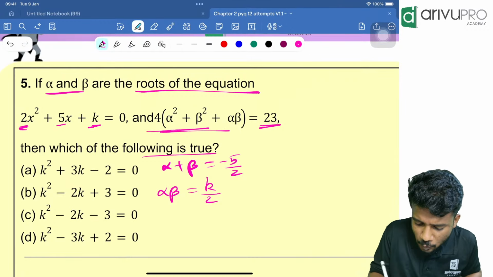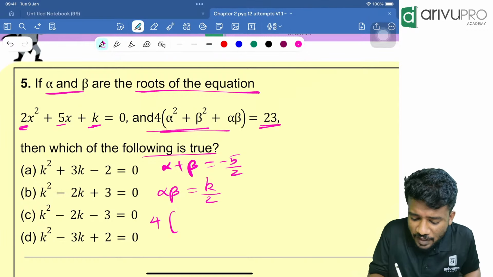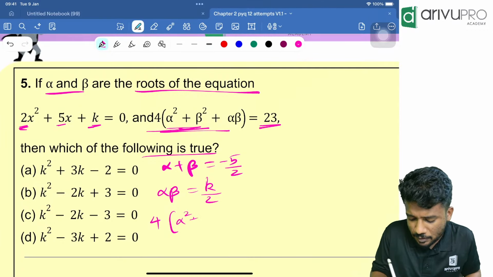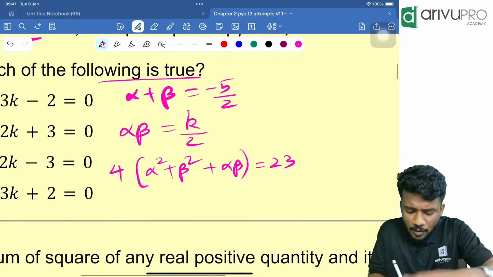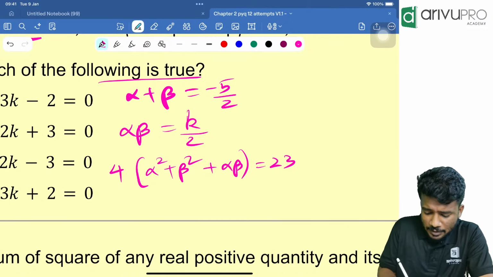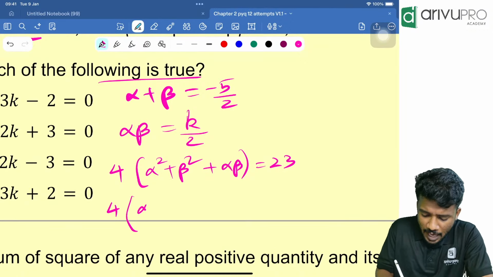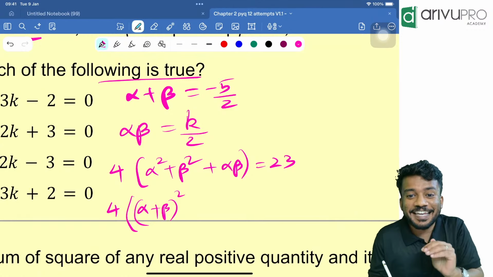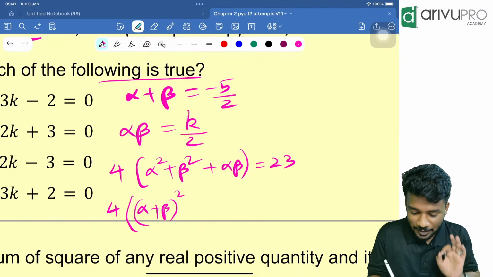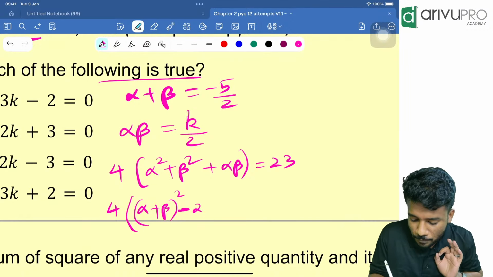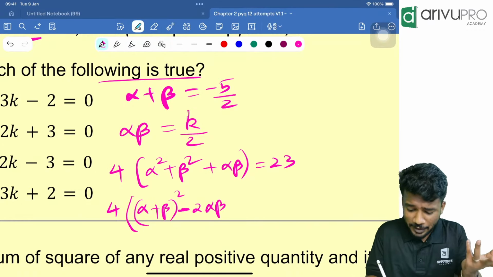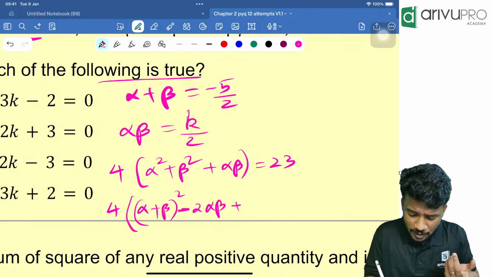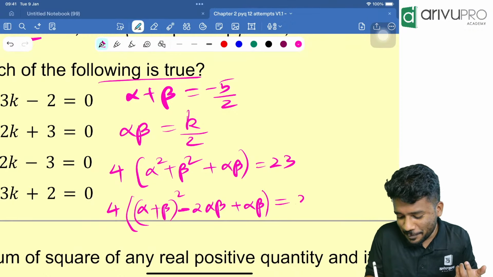Then take this equation: 4 into (alpha square plus beta square) plus alpha beta, which is equal to 23. Now what is alpha square plus beta square? You know the identity, right? From a very young age we are studying that. Alpha square plus beta square is (alpha plus beta) the whole square minus 2 alpha beta. So I can write it as 4 into [(alpha plus beta) the whole square minus 2 alpha beta] plus alpha beta, which is equal to 23.